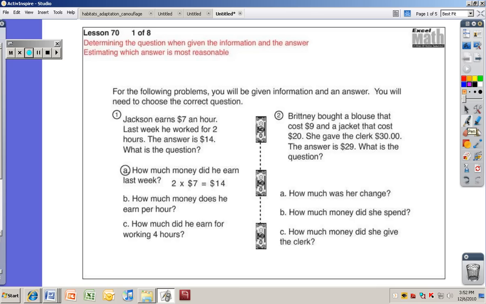For the following problems, you will be given information and an answer. You will need to choose the correct question. Normally they give you a question and then you have to find the answer. That's going to go the other way around. So let's take a look at number 1, the sample problem.